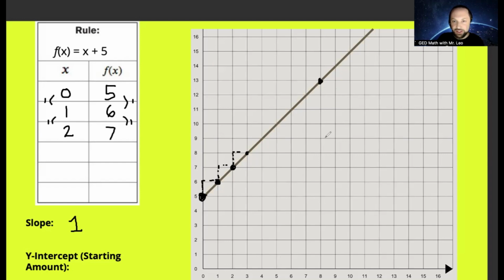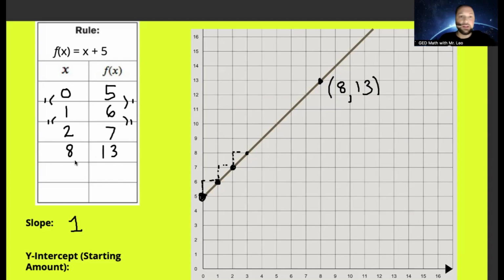Can you give me the coordinates of that point? If I look here closely, it looks like a horizontal value of 8 and a vertical value of 13. That's point (8, 13). I'm going to put that into my data table. Technically, if you think about it, if x is my input, 8, you add 5 to 8, you get 13.